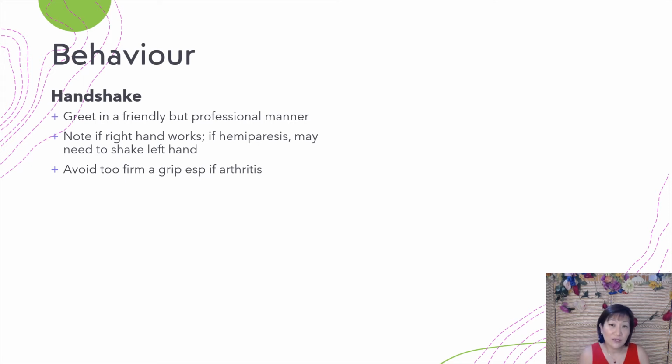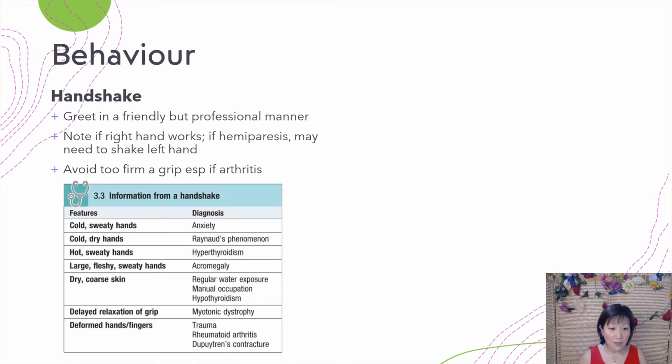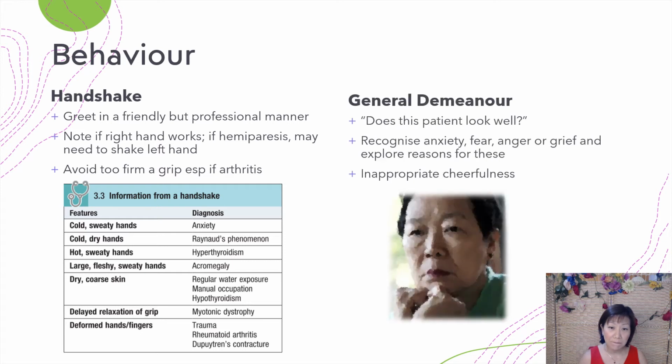And sometimes, this first greeting is actually useful. If someone has had hemiparesis before, they may not be able to shake your hand with the right hand, and maybe they can only use their left hand well. Avoid too firm a grip, especially if the person has arthritis. You may be conferring pain to the person as you try to shake their hands. This is a table on potential information on a handshake, and you can read that in your own time.